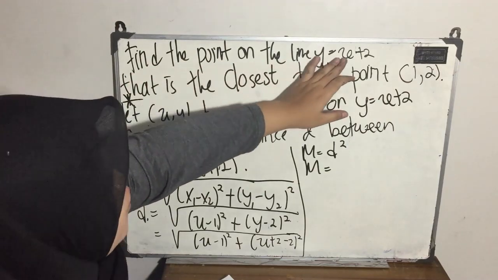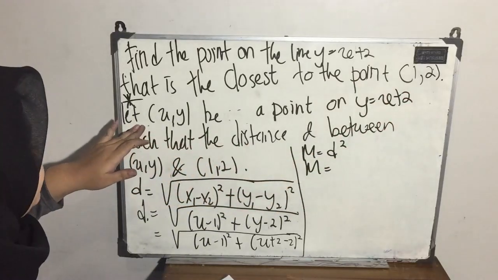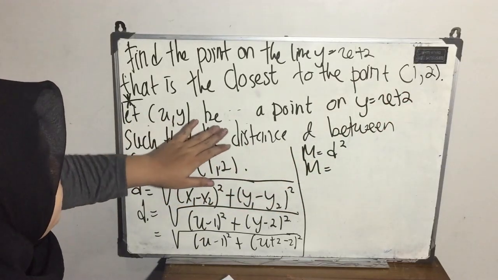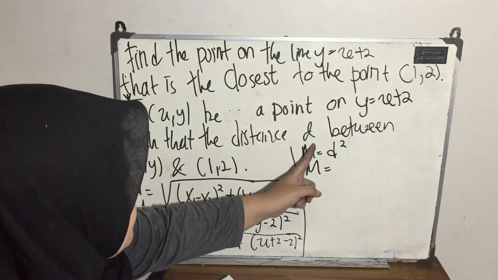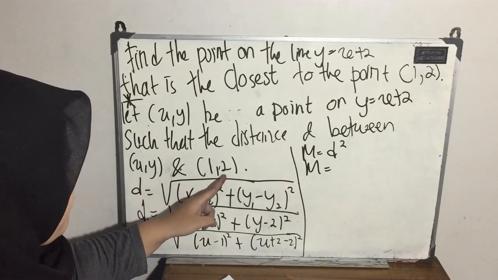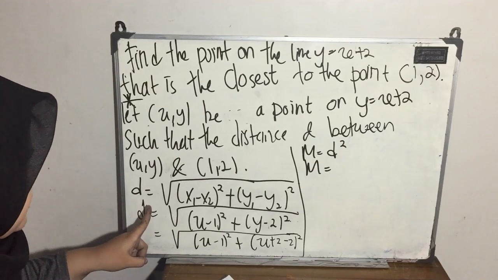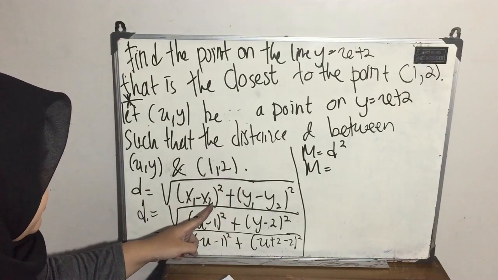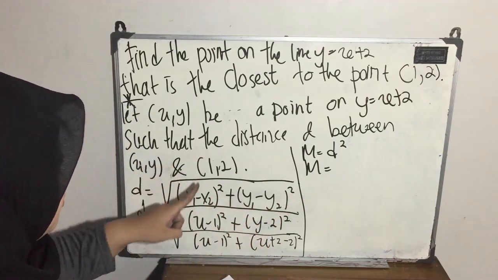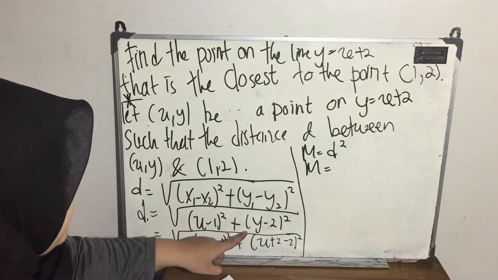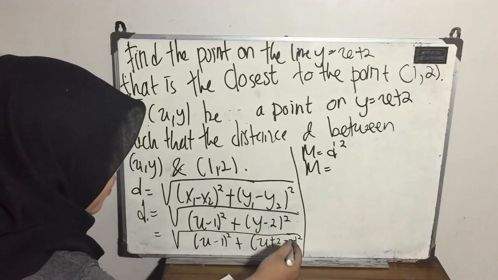Find the point on the line y equals x plus 2 that is closest to the point (1, 2). Okay, so let (x, y) be a point on y equals x plus 2 such that the distance d between (x, y) and (1, 2). You already learned in the last meeting how to find the distance. The distance is the square root of (x1 minus x2) squared plus (y1 minus y2) squared, and then we just substitute this one, and we change y to be x plus 2.